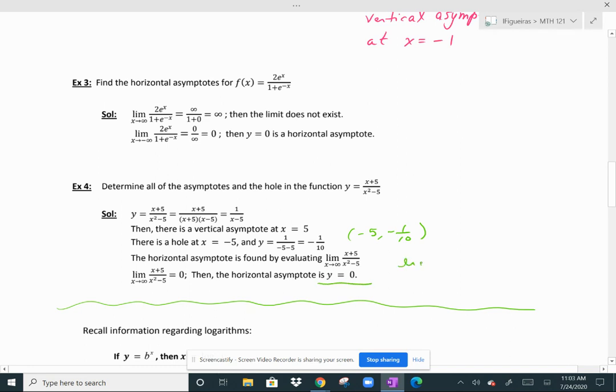You could also apply the technique that I did on the other problems, which is to multiply through by the reciprocal of the highest degree in the denominator. If you do that, you should also get 0 as a result. So I'll have 1 over x plus 5 over x squared, over 1 minus 5 over x squared. Remember, all of these fractions go to 0 as x approaches infinity. So you have 0 over 1, which is equal to 0. So again, there's your horizontal asymptote.